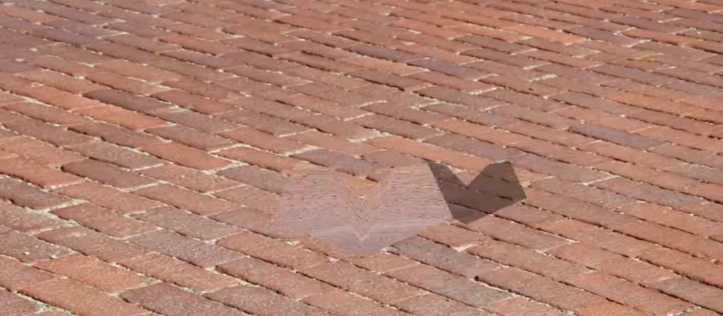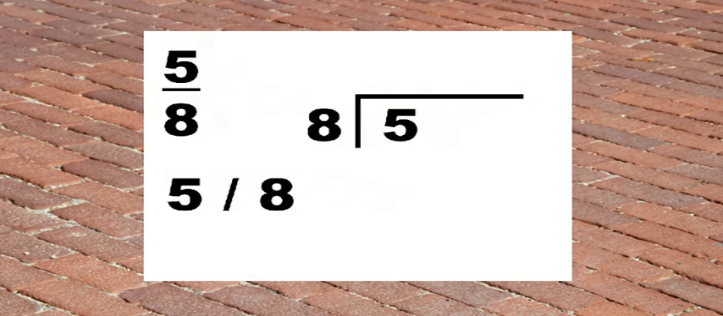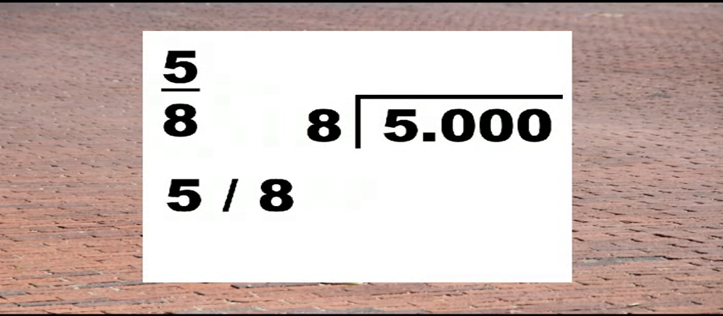Remember, a fraction is a division problem. 5 over 8 means 5 divided by 8. Remember, when you divide, the numerator goes inside and the denominator goes outside. We need to divide the denominator into the numerator. Since 8 will not divide into 5, we need to add a decimal with a few zeros to perform the division process.